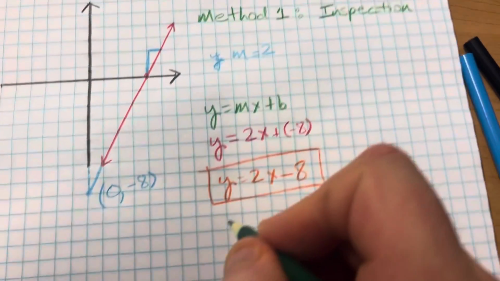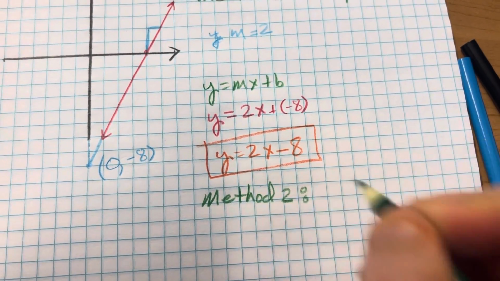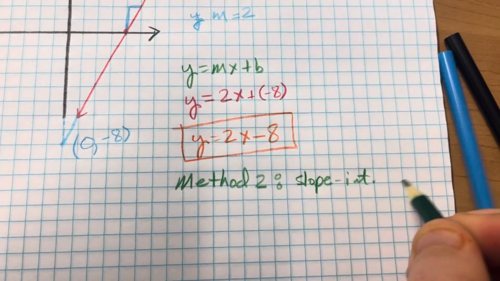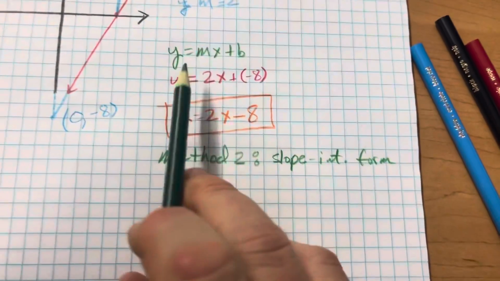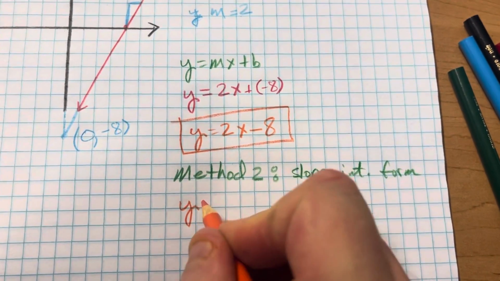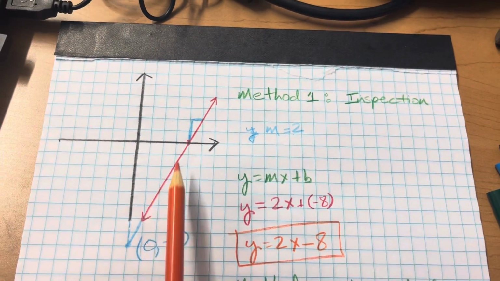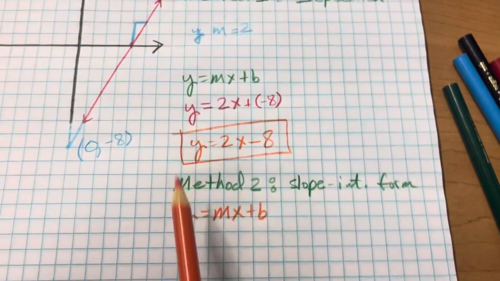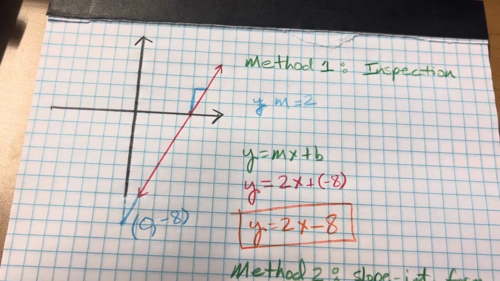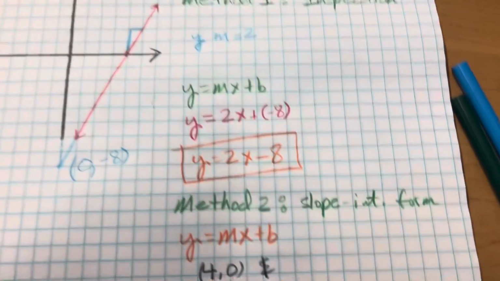Okay, but there's another way we can do this. And that's going to be slope-intercept form, which is pretty much using this equation, y equals mx plus b. Now, previously, we used the graph to determine the slope, but you could do this algebraically using two points from the graph. So I could use the points (4, 0) and, let's say, (5, 2).